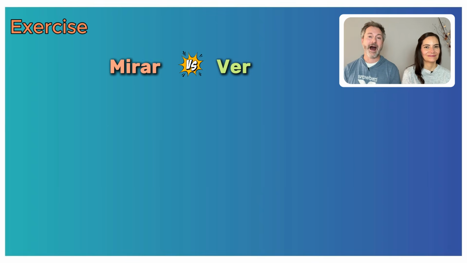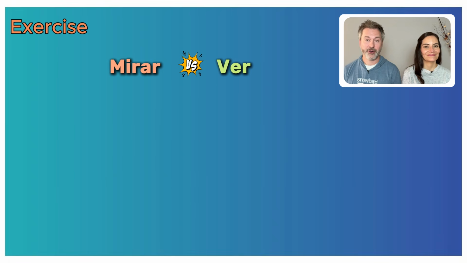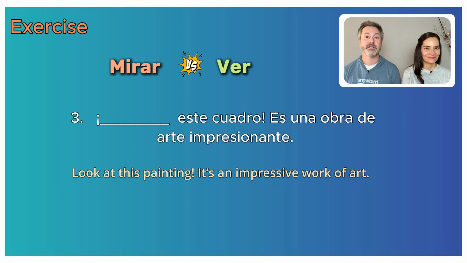Okay, number 2, how would we say, yesterday, I didn't see my coworkers in the meeting? Ayer no vi a mis compañeros en la reunión. So here, we're not talking about watching or paying attention to or doing something intentionally. We're simply saying, I didn't see them yesterday. So we need ver.